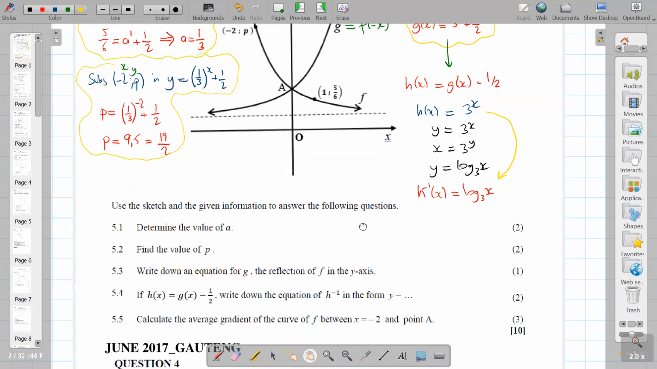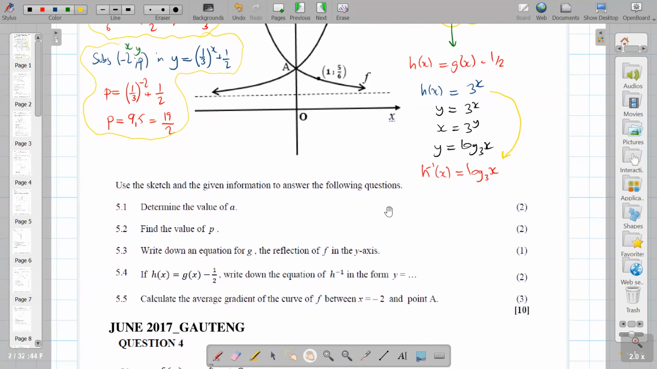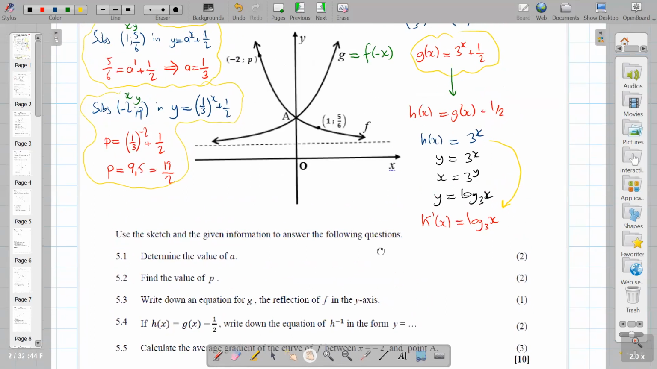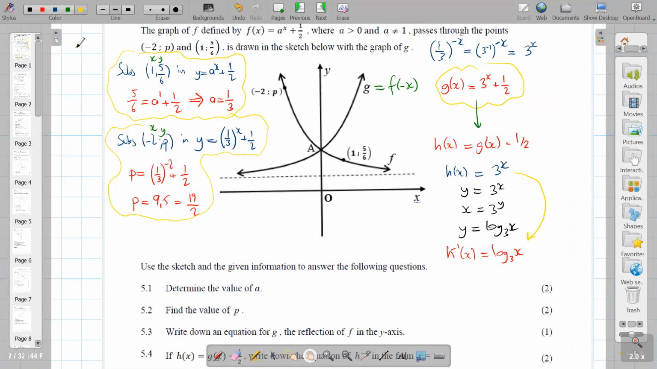And then finally, calculate the average gradient of the curve between x = -2 and a, and this is for f. We are asked to find the average gradient between 2 points. One is the point -2 and p, and the other is a. That's like a paper 2 question, gradient between 2 points. Do we already know p? Do we already know a? Yes, kind of. The first point is -2 and p. What was p? It was 19/2.